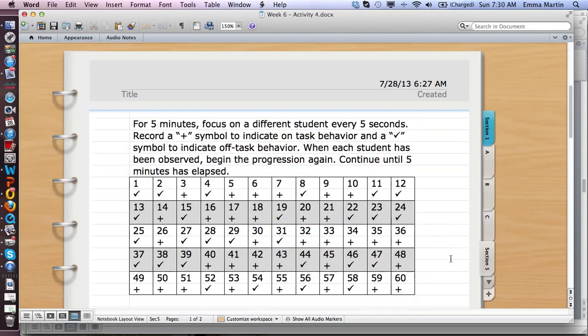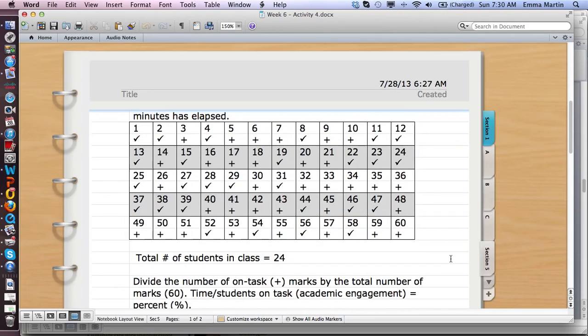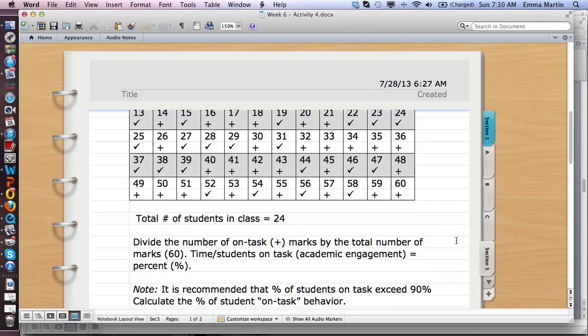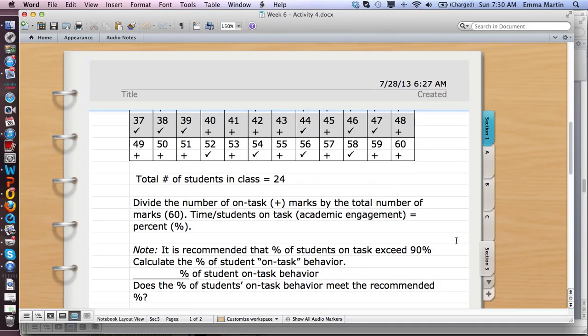Okay, so if we look here, this is the data we collected. We had 24 students, and if we count up pluses and checks, then we can calculate a percent of intervals that students were on task. Now this is a percent of 5-second intervals. And then we can use that information to help drive whatever our intervention is going to be.